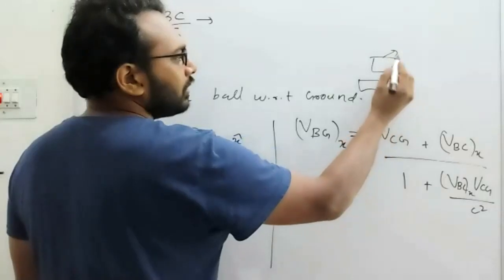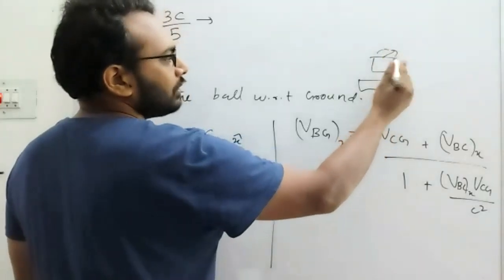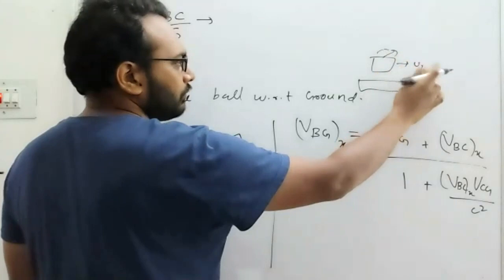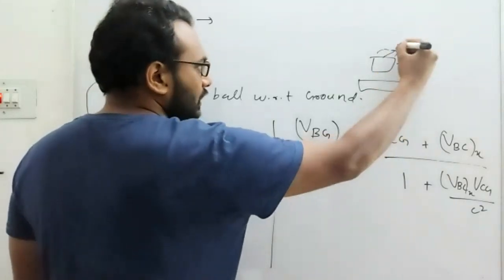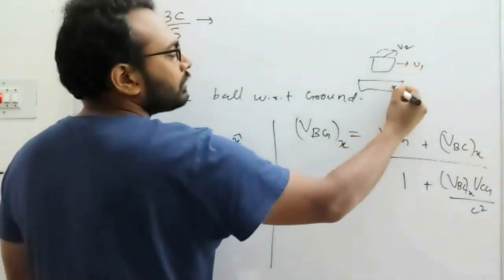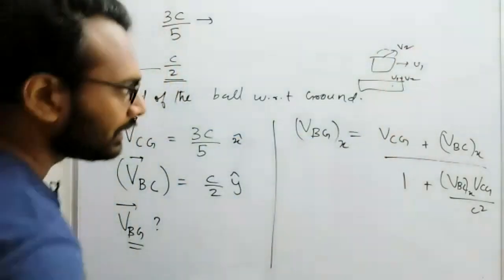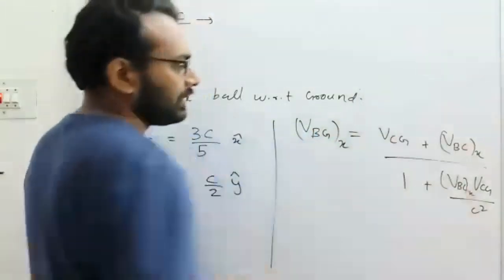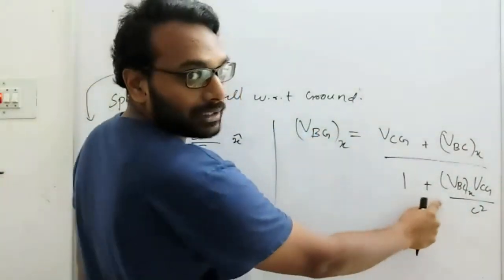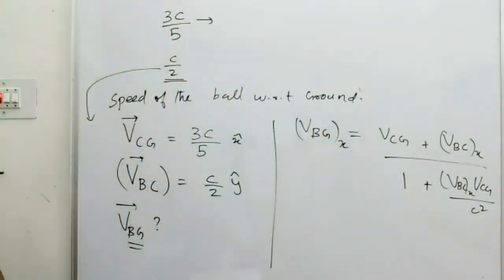If you're looking from outside, what you see would be the sum of these velocities. Right? The train is moving with velocity v1, the ball is moving with respect to the train with velocity v2. Then when you look from the ground, the ball will have velocity v1 plus v2. That's a Galilean addition. It's the same concept here, except that there is a correction term over there. Is this clear?